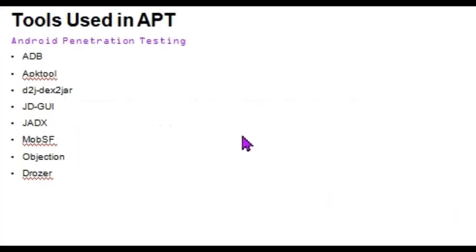Moving next, we'll see what tools are used in Android penetration testing. We will be talking about ADB, which is Android Debug Bridge, APKTool, Dex2jar (D2J), JD-GUI, JADX, MobSF, and Objection. These tools are all widely available and can be used to conduct Android penetration testing.